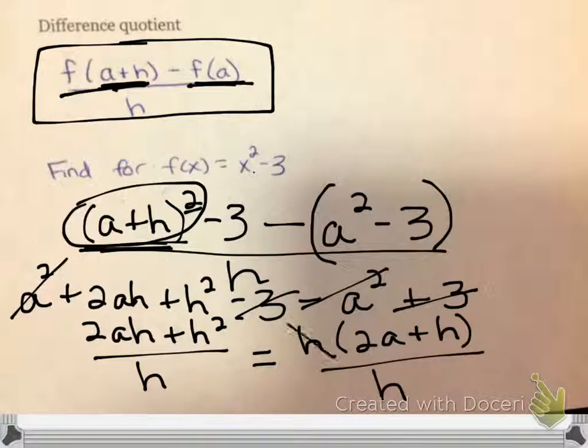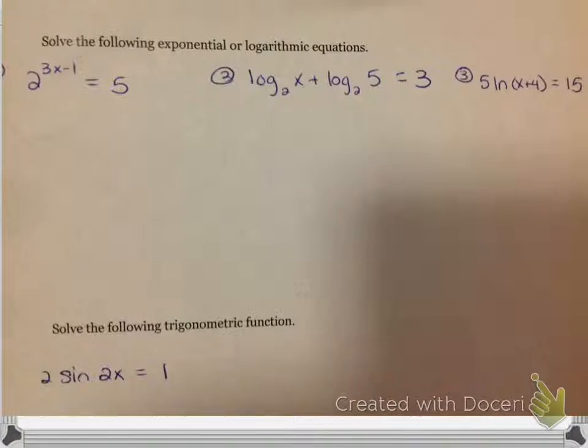And the h cancels, and I'm just left with 2a plus h. Next, I have solving exponential and logarithmic equations. So the first one, 2 to the 3x minus 1 equals 5.